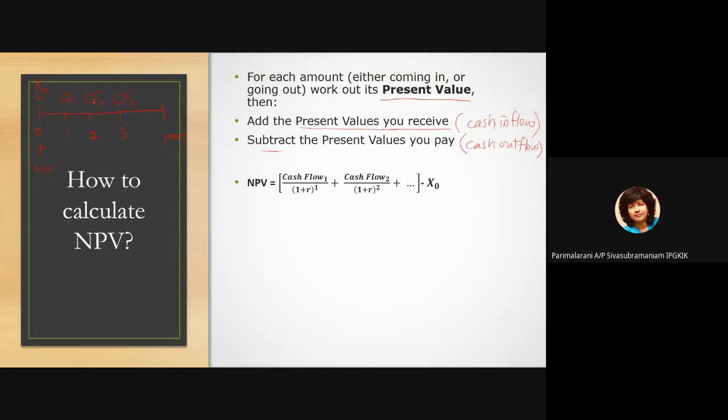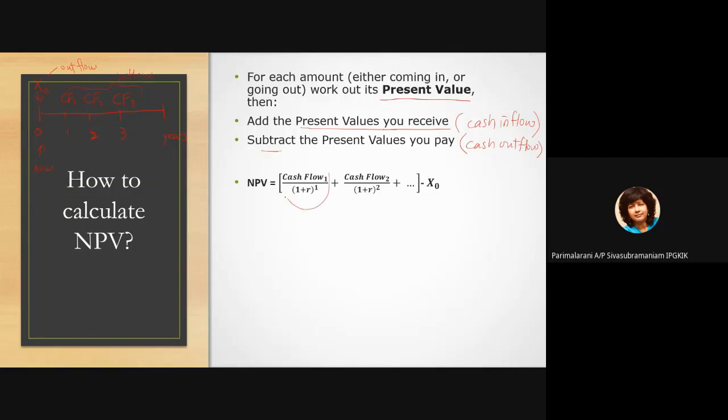CF1, CF2, CF3 are inflows. X0 is outflow because you are paying. When you put money into your investment, you are taking it out from your account and giving to somebody. That is outflow. It's going out of your account. When you receive money, it's going into your account. So all these are inflows.